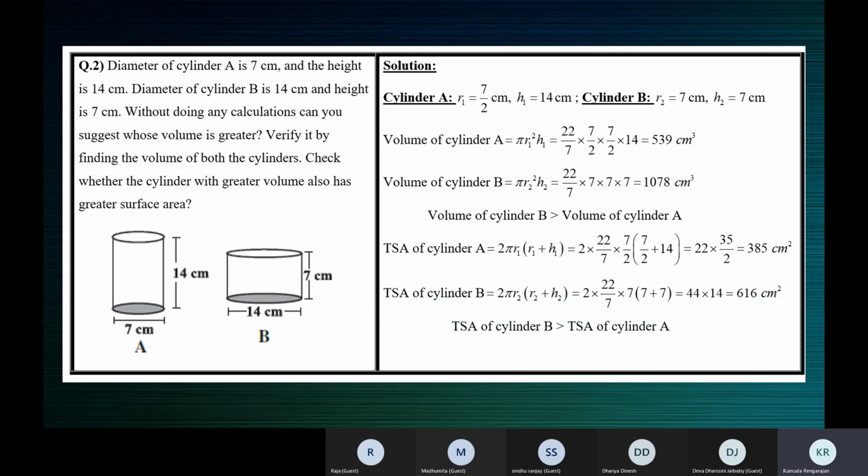R2 is not R square, children. R square is R square. R1 and R2 are just to differentiate between the radii of the two cylinders. R1, R2 does not mean the power. Okay.